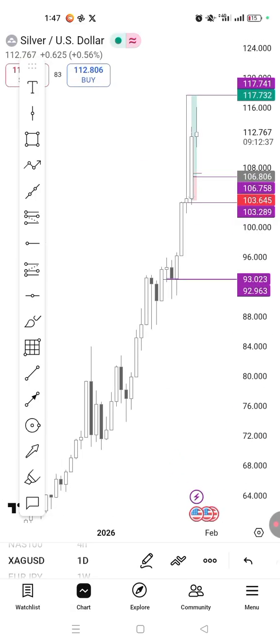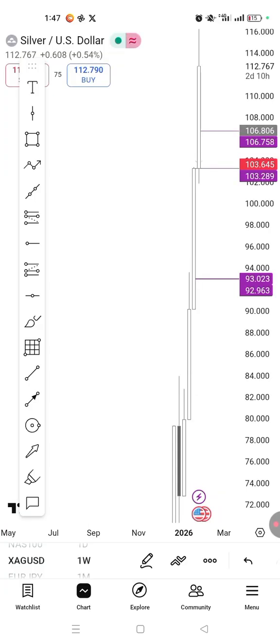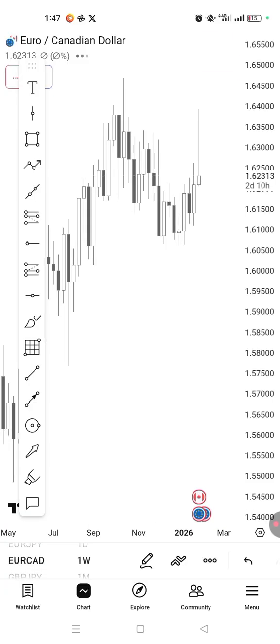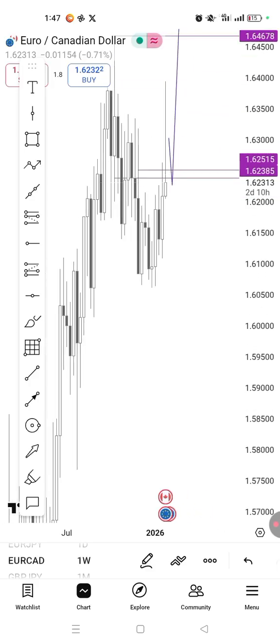Now, should I use silver? Silver also is just like gold. Everybody knows that it's buying. Okay, let's pick another pair. Let's pick Eurocard. Eurocard has been giving nice price action for weeks now.